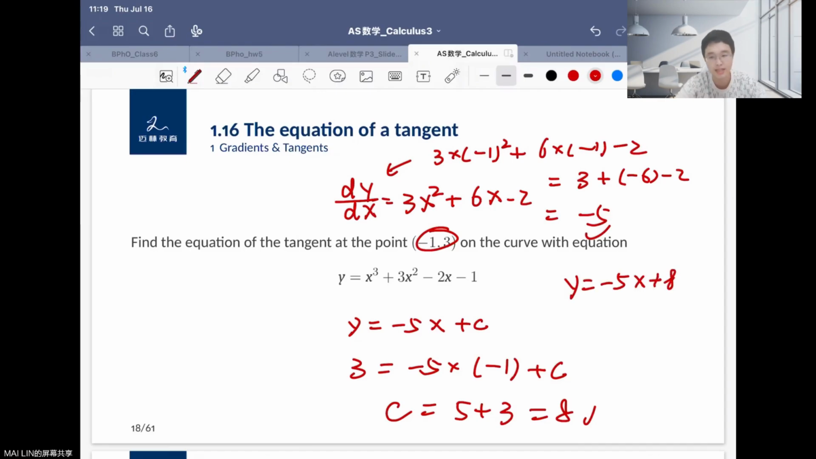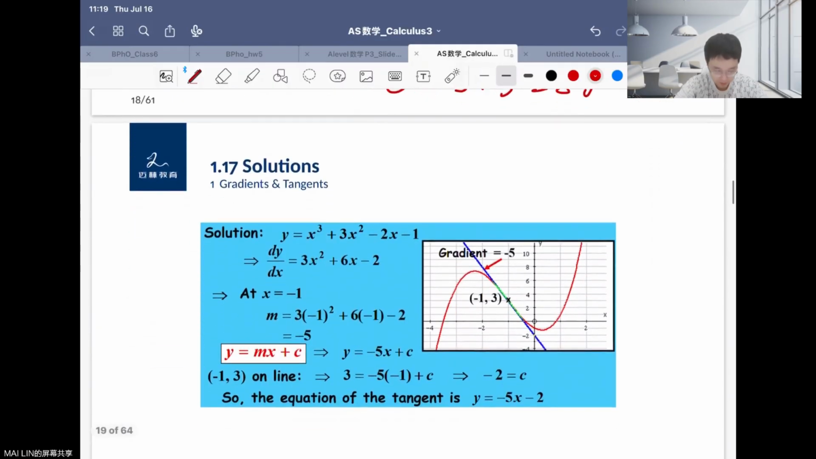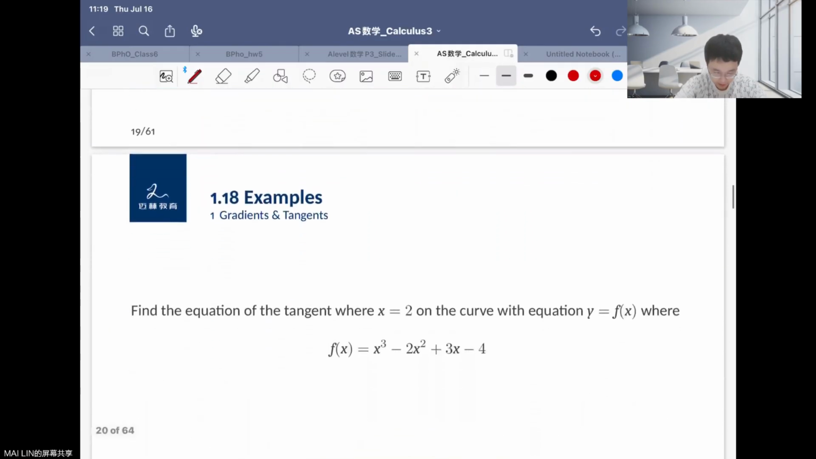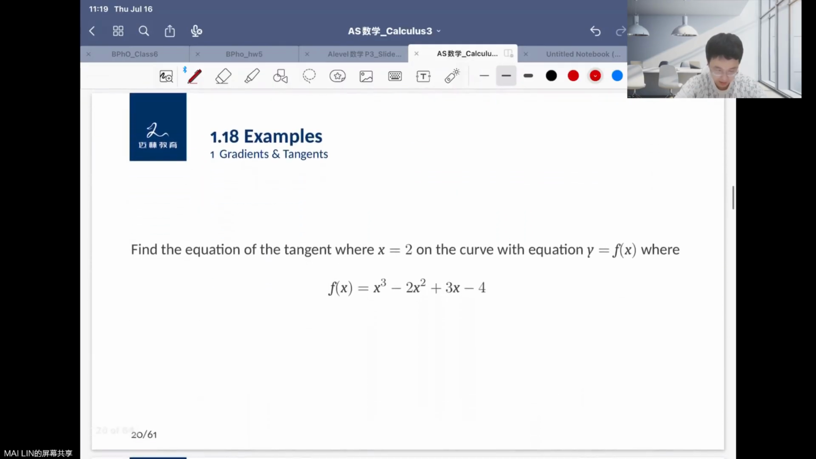Okay, that is it. Now maybe also find the equation of the tangent where x equals 2 on the curve y equals x cubed minus 2x squared plus 3x minus 4. First we find the point: y equals 2 cubed minus 2 times 2 squared plus 3 times 2 minus 4, which is 2. So the point is (2, 2).